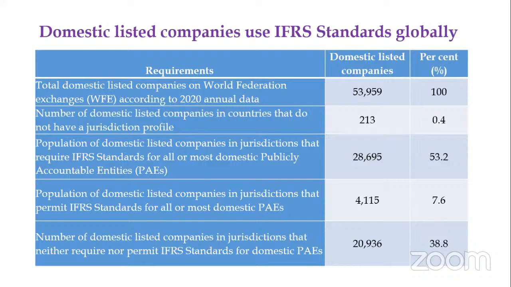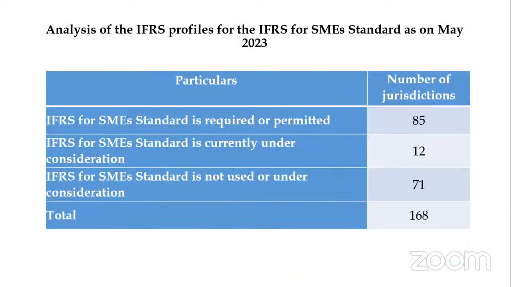Again, 20,936. That's from India, China, and US. Neither permitted nor required to use the IFRS for domestic listed companies. So this is in terms of the number of companies analysis.